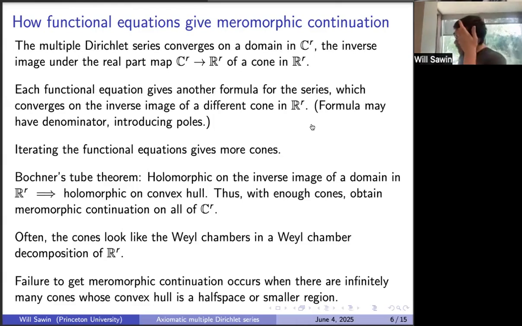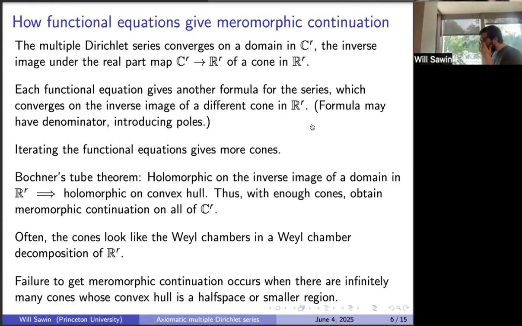But then you can apply Bochner's tube theorem, which says that any complex function which is holomorphic on the inverse image of a domain in R^R automatically extends to a holomorphic function on the convex hull. So you only need enough cones that the convex hull of the cones fills R^R to obtain meromorphic continuation to all of C^R. The picture you should have is that the cones look like the Weyl chamber decomposition of R^R associated to some root system. If you know what that is, the cones will be like the Weyl chambers but shrunken slightly, but the convex hull will still fill space.